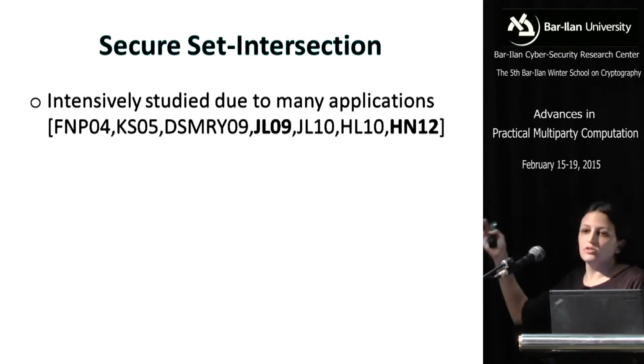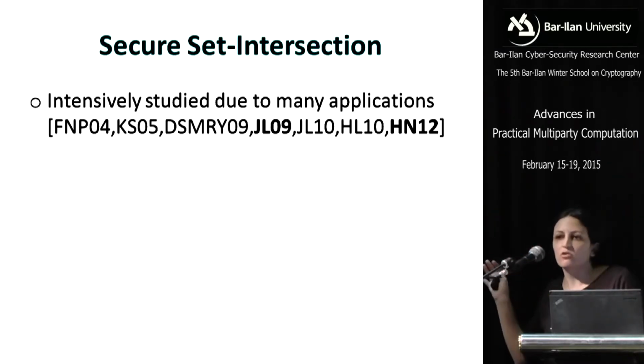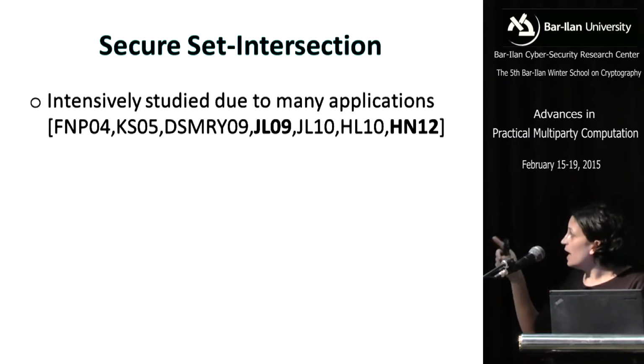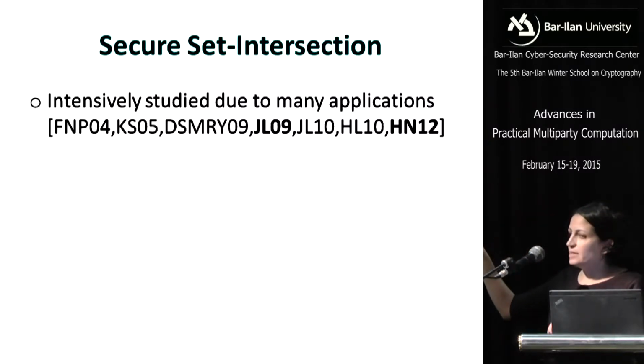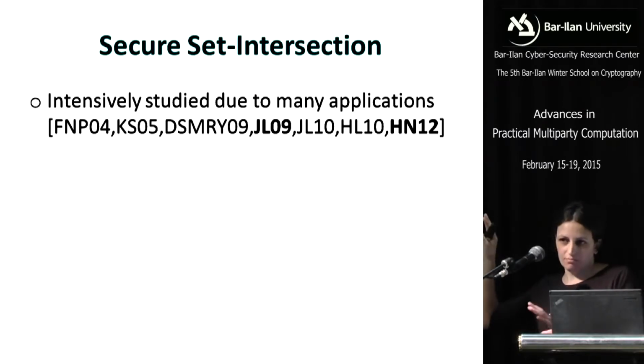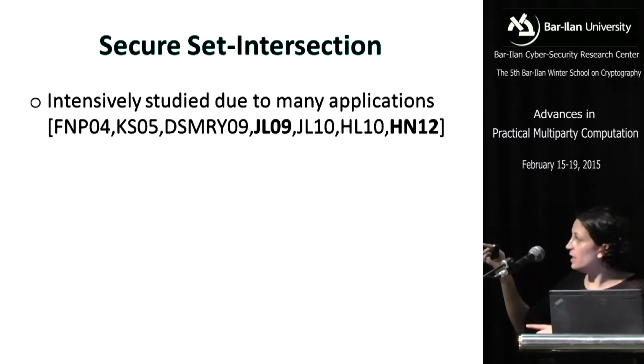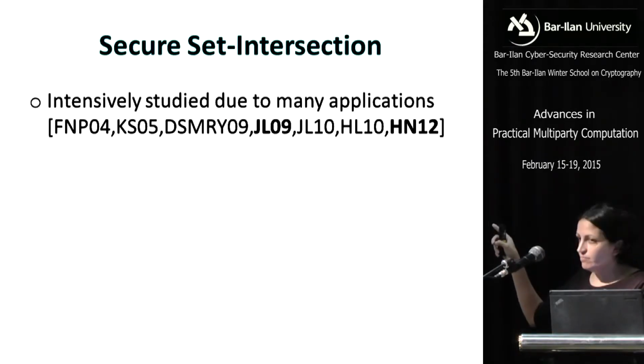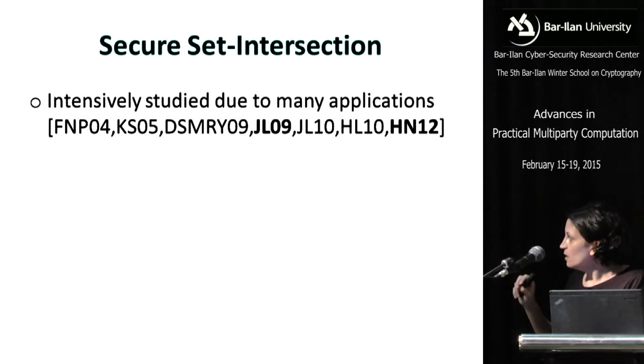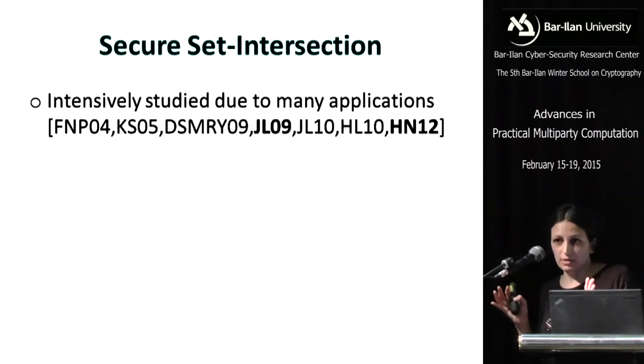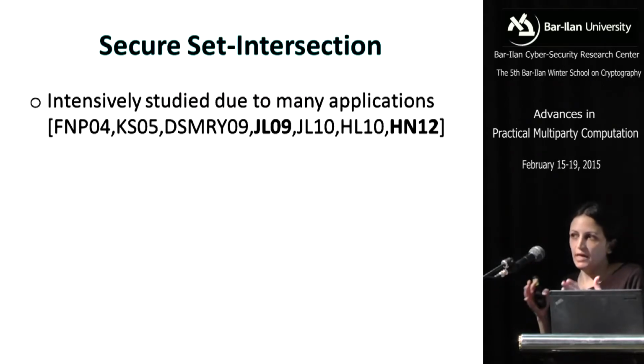And this is just a partial list. I don't even consider protocols in the random oracle model because I'm not working in the random oracle. Two highlighted works: the former one by Jarecki and Liu from 2009, which I'll reference a bit later, and the latter one by myself and Kobbi Nissim. If we don't consider the random oracle, these two works gave the best asymptotic complexity. I'll say a few words more later.